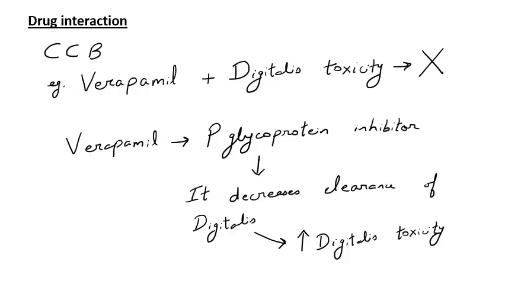Another drug interaction of calcium channel blocker. Calcium channel blocker, for example verapamil, should not be given in case of digitalis toxicity. Verapamil is a P-glycoprotein inhibitor, and verapamil decreases the clearance of digitalis. So verapamil results in increase in digitalis toxicity. Therefore, verapamil should not be given in case of digitalis toxicity.